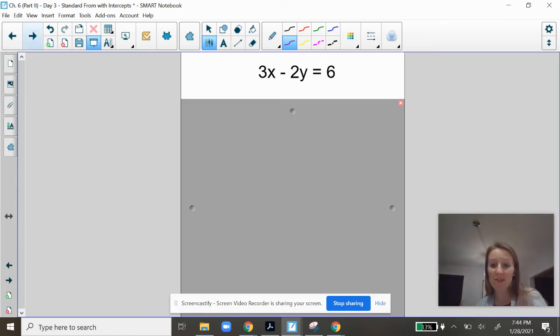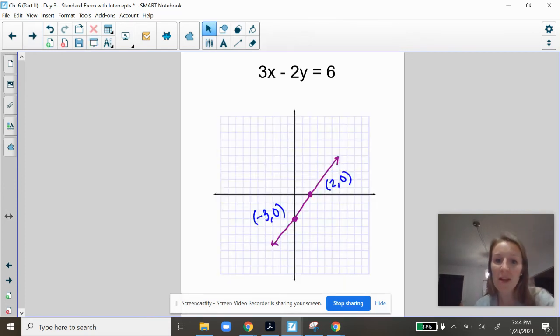All right, so I want you to pause the video here and try to graph this one on your own using the cover-up method. Okay, you're back. Let's see how you did. Hopefully, you got a y-intercept of -3 and an x-intercept of 2. You connect the dots, and there's your graph.